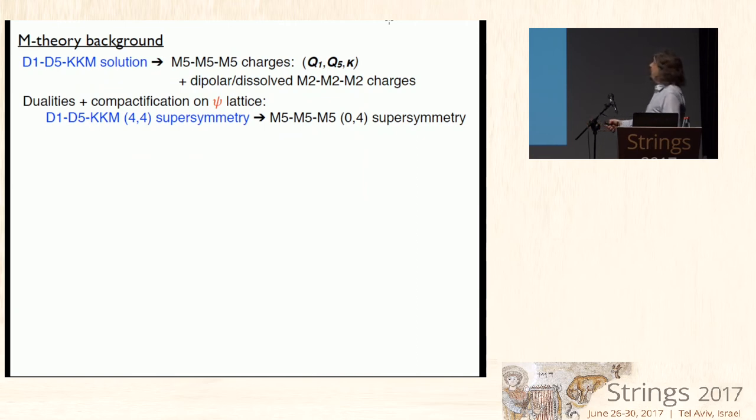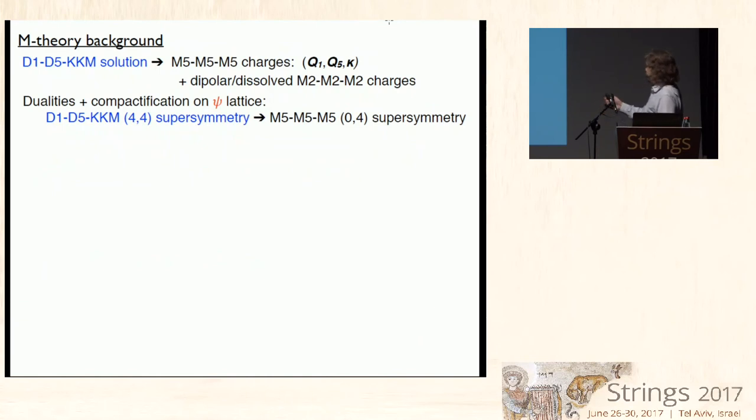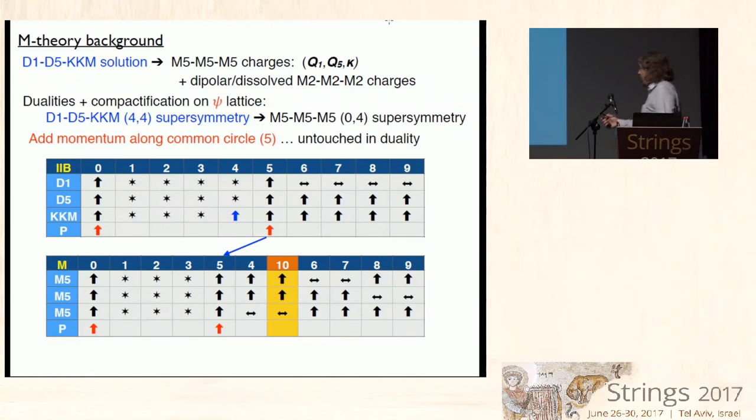What's happened is that the D1, D5, KK monopole has gone to M5 brane charges, and in particular, basically, the dualities. The other thing that's also important in this transition with the dualities and the compactification on the psi direction, we've killed some of the supersymmetries, and it makes it (0,4), as it should be for the MSW theory. Okay, so now we add the momentum charge.